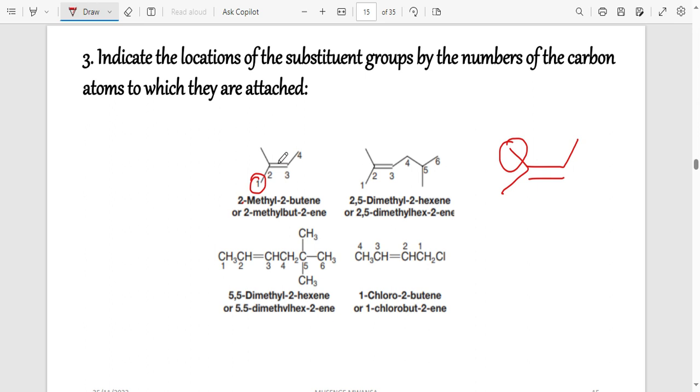And then this one has got 4 carbons. So it's a but. The double bond is at position number 2. So but-2-ene. For this other one here, you can see it has got 6 carbons. But you have got 2 methyls at position number 2 and at position number 5. So say 2,5-dimethyl. 6 carbons is hex, and then you put the position of the double bond, that is position number 2, and then you put ene at the end.